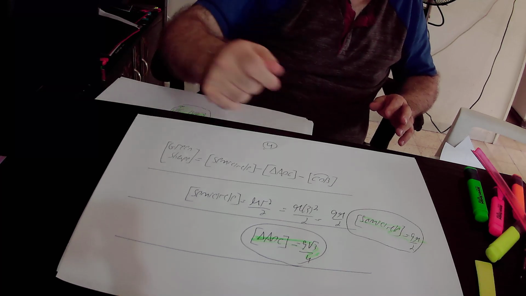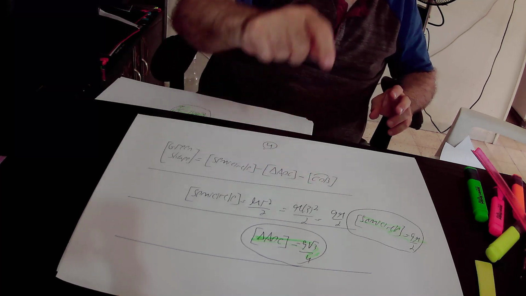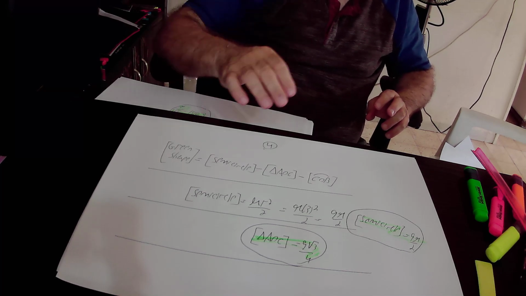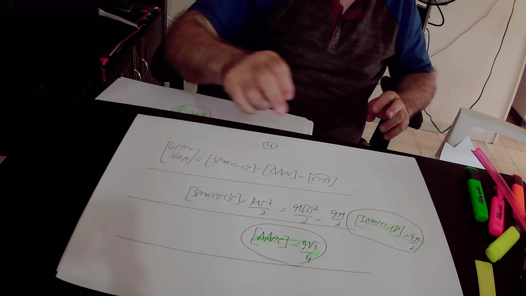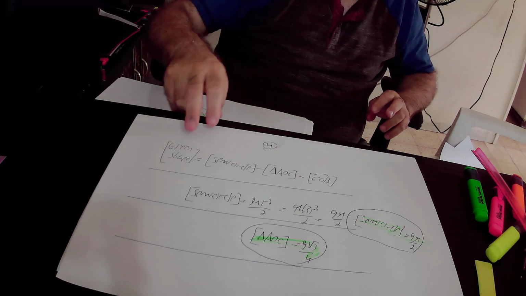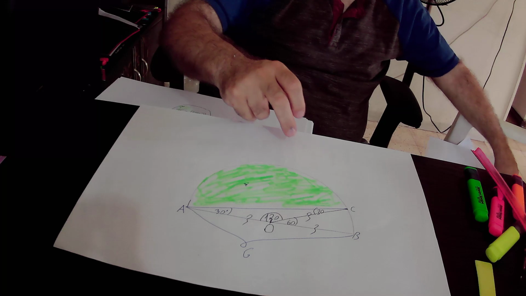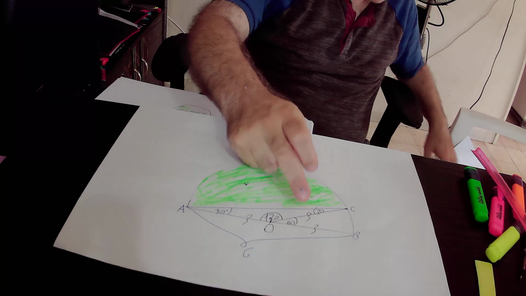We have already found out that the area of triangle AOC equals 9 times square root of 3 over 4 square units. The only thing that is left to find out in order to find the area of this green shape is the area of sector COB. In order to find the area of sector COB, we have to find the angle between the legs of sector COB.